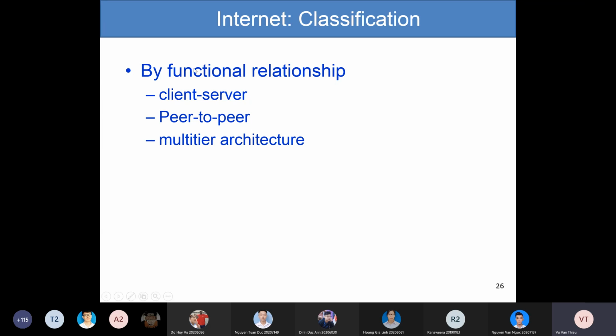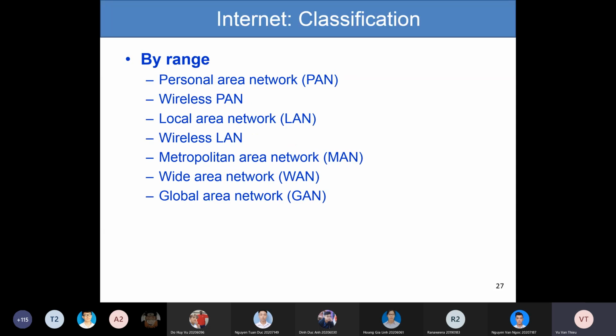The network can be classified in some ways. If we classify computer networks by function, there are three types. The first one is client-server. The second one is peer-to-peer, and the last one is multi-tier architecture.